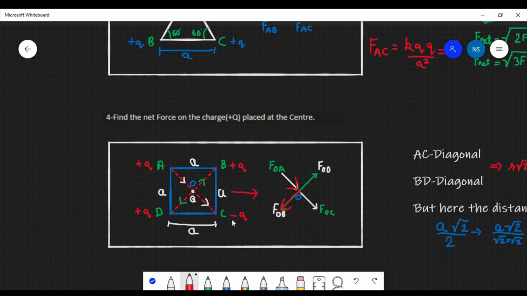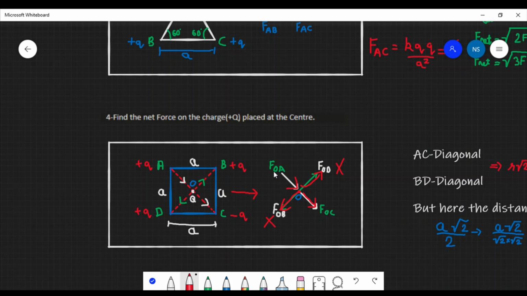From C, since it is negatively charged, there will be an attraction to this plus Q charge, so the direction of that force will be towards itself and not away from it. On D there is plus Q charge, so it will apply force away from it. That means it will try to push this charge at the center away from it, so the direction will be on this side. So here we see that B and D have the same charge, that is, the magnitude is the same, and they are in equal and opposite directions. Therefore these two forces are cancelled.